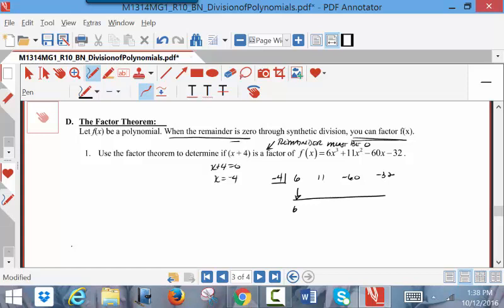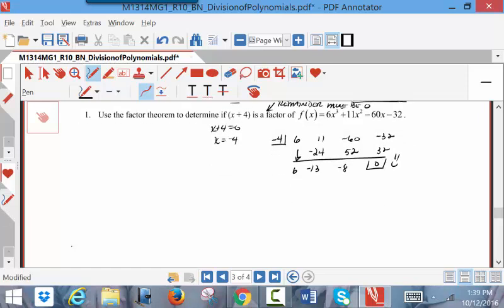Multiply, add, multiply, add, multiply, add. Negative 4 times 6 is a negative 24. You're adding now, so this would be a negative 13. Negative 4 times negative 13 is 52, am I right? Okay, 52. Add and get a negative 8. Negative 4 times negative 8 is a positive 32. We're in good shape here. Yes, x plus 4 is a factor.